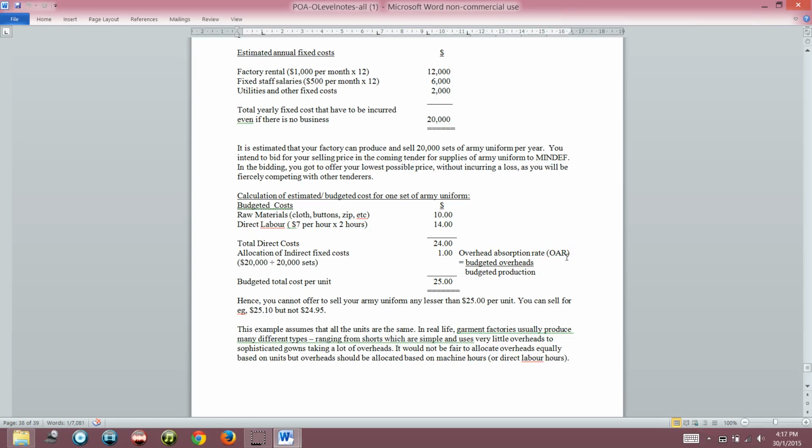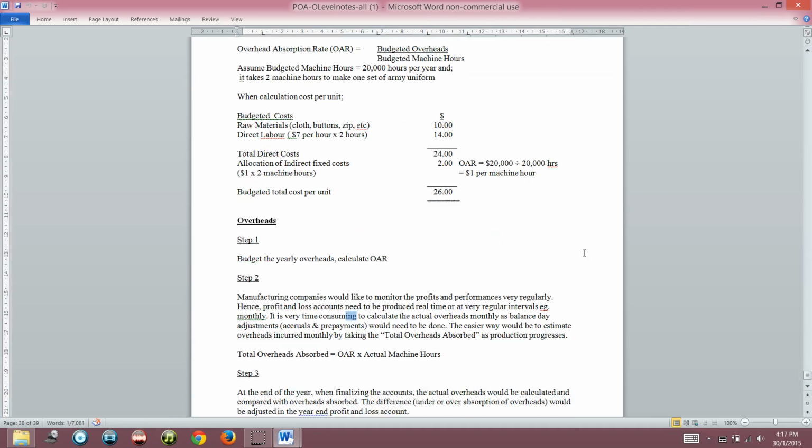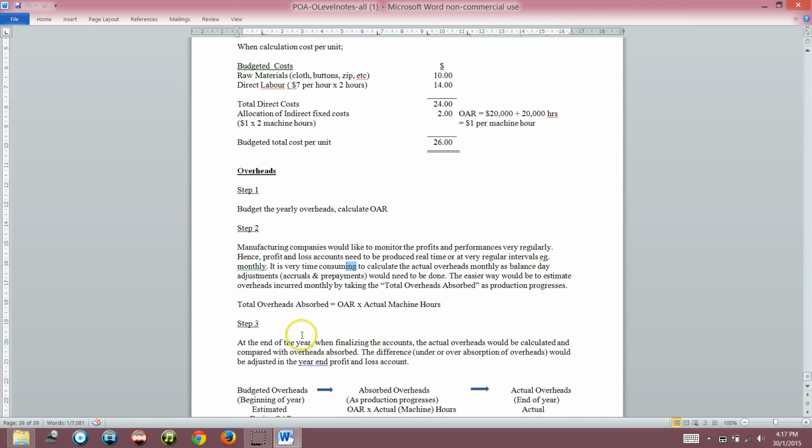And as the months go by, we will rely on this overhead absorption rate to estimate our monthly fixed overhead. This monthly fixed overhead that we are estimating based on our overhead absorption rate, we call the total overhead absorbed for that month.